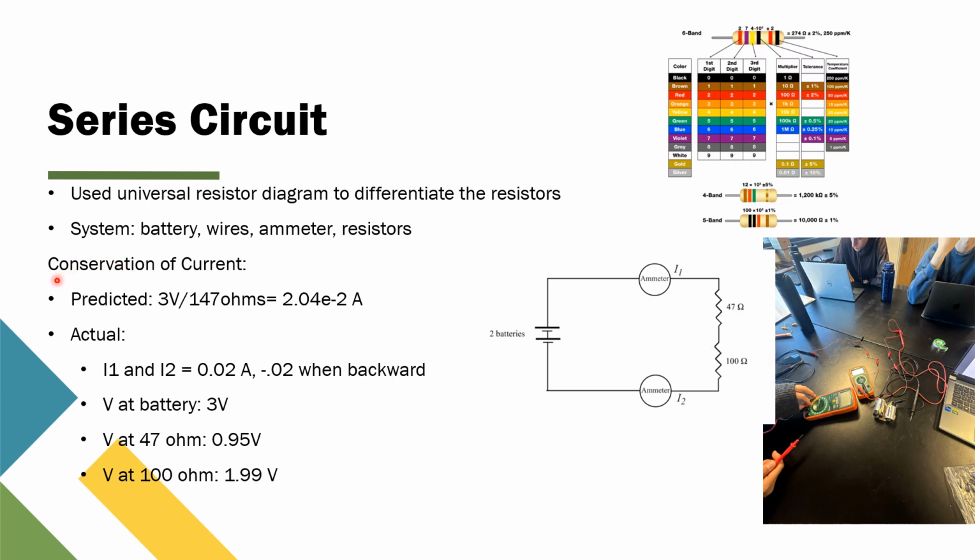And overall, the results, conservation of current: we predicted, using just V equals IR, 3 volts over 147 ohms, this would be about 0.024 amps, and the actual is 0.02, and then when it's backwards, negative 0.02 when the current flow is in reverse. And then the voltage at the battery is 3 volts, the voltage at the 47 ohm is 0.95 volts, and the voltage at the 100 ohm is 1.99 volts.